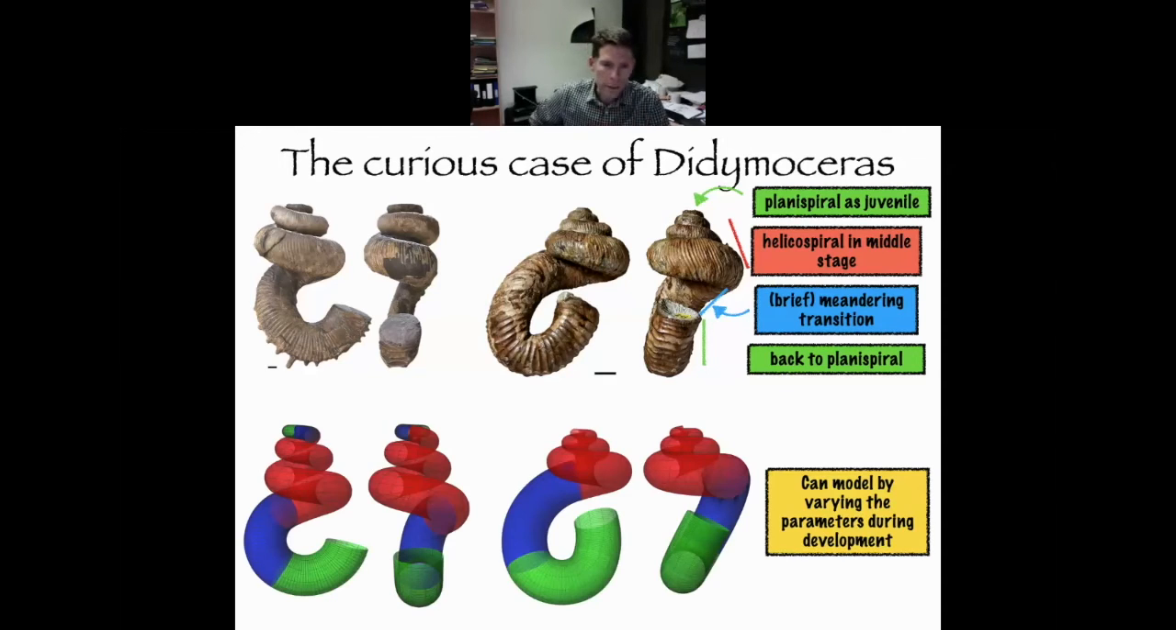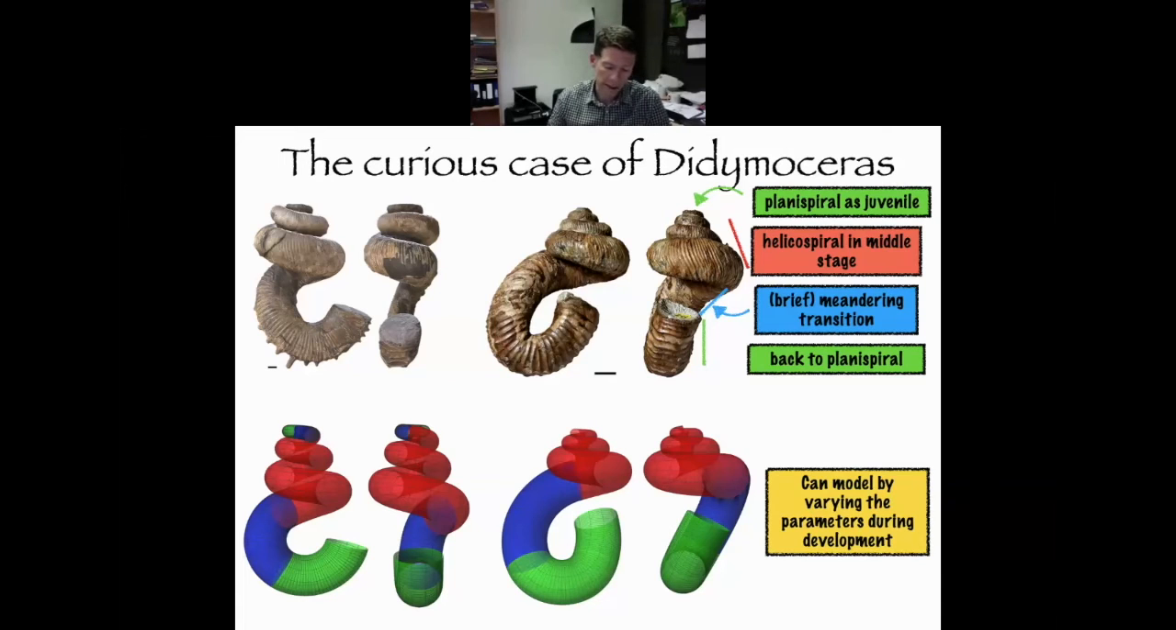And so we can simulate these by simply saying that, rather than have these coiling, growth and secretion parameters be fixed throughout the lifetime of the animal, suppose that those parameters change during development.